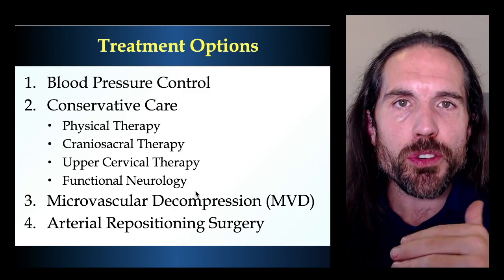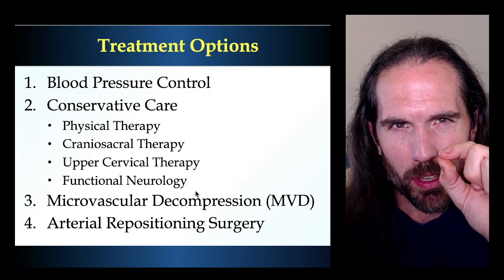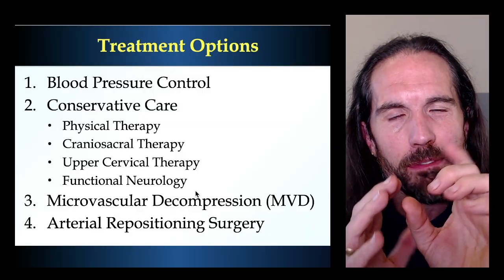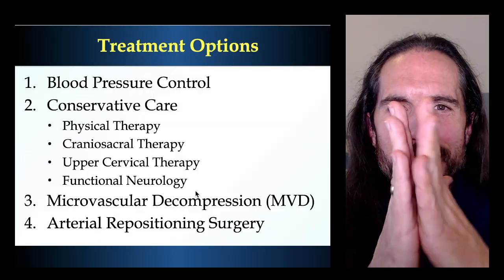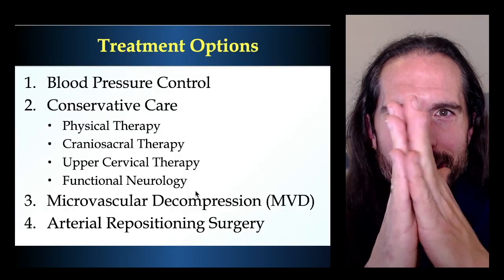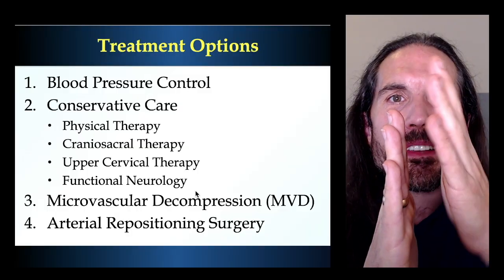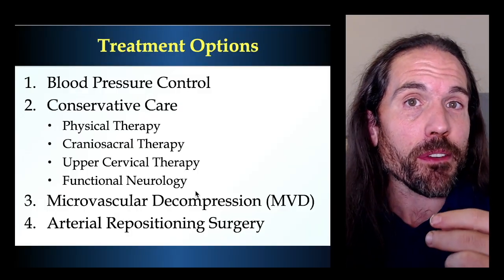In brief, it's a surgical procedure where they make a little keyhole incision, and around a blood vessel, they're going to put a little bit of Teflon. In other words, as opposed to that artery slapping against the neural tissue like this, it's going to create a little bit more space here so that it can glide without producing friction.